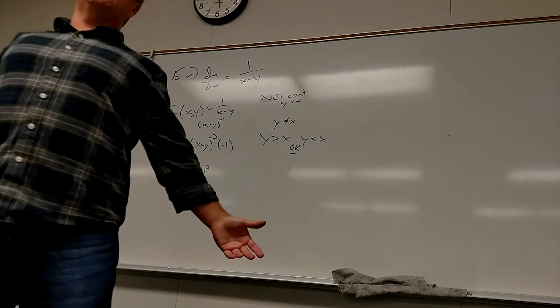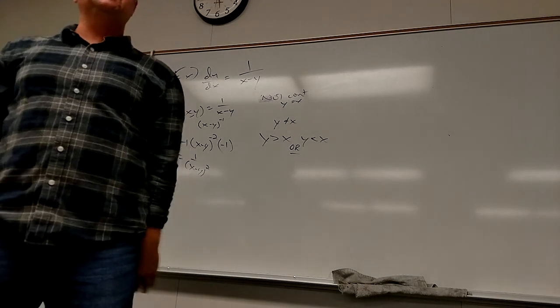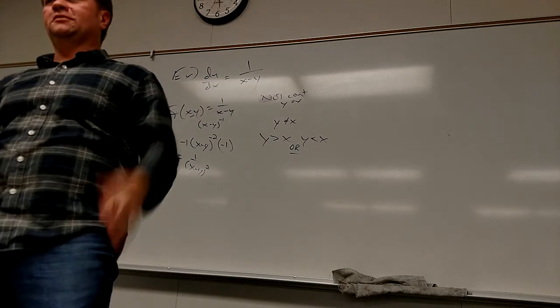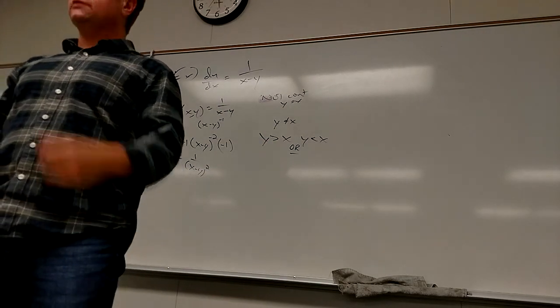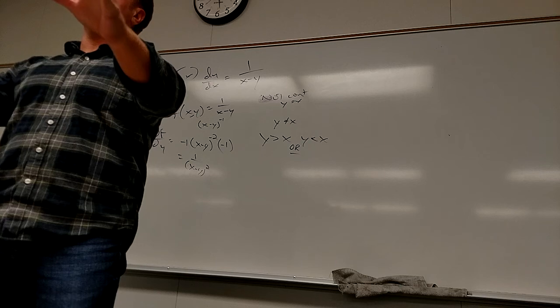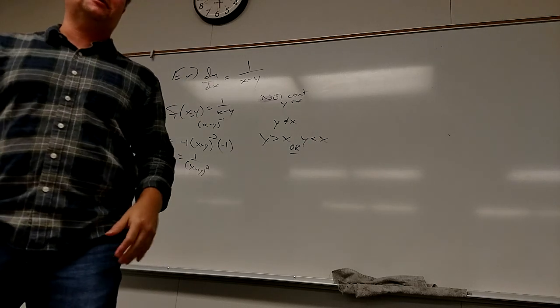So if I said, does this have a unique solution existing through the point 2, 2? No. Right, so it has a unique solution passing through every point except the ones where the coordinates are equal to each other.